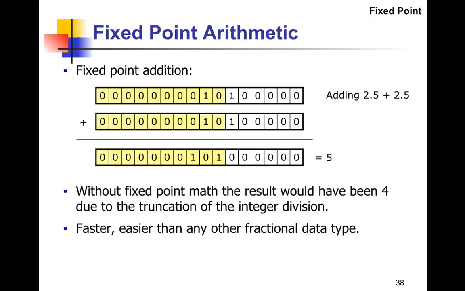So for fixed point addition, you just line up the decimal points and you just add just like you would normally. If you did this without fixed points, you wouldn't get the right answer. Here you get 5, adding 2.5 and 2.5, and without it would have been 4, because you'd missed the half plus the half. This is faster and easier than any other fractional data type. It's just really handy.